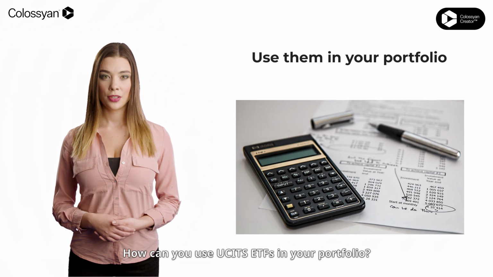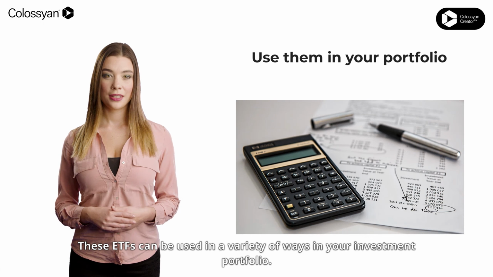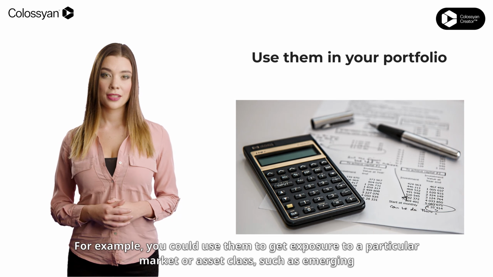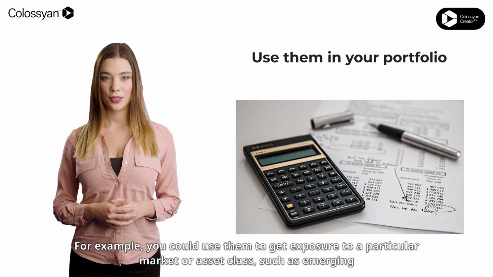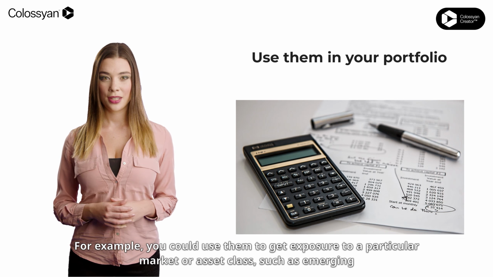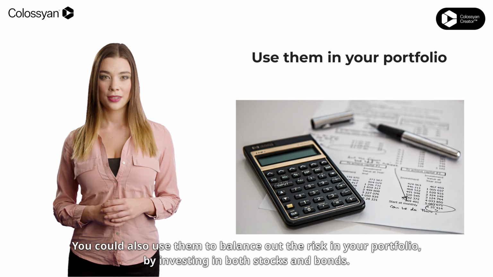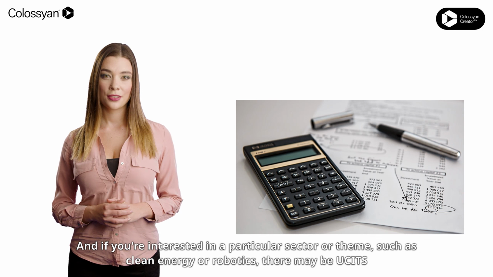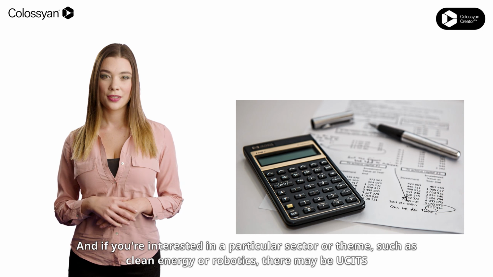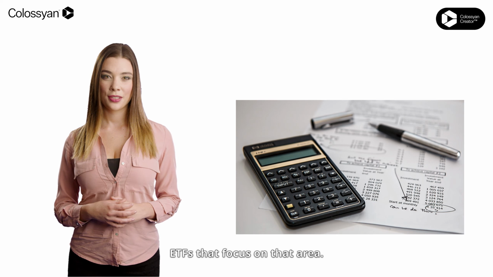How can you use UCITS ETFs in your portfolio? These ETFs can be used in a variety of ways in your investment portfolio. For example, you could use them to get exposure to a particular market or asset class, such as emerging markets or gold. You could also use them to balance out the risk in your portfolio by investing in both stocks and bonds. And if you're interested in a particular sector or theme, such as clean energy or robotics, there may be UCITS ETFs that focus on that area.